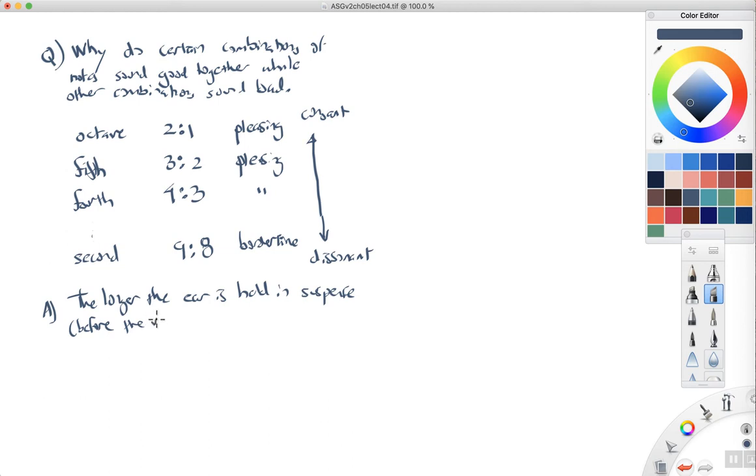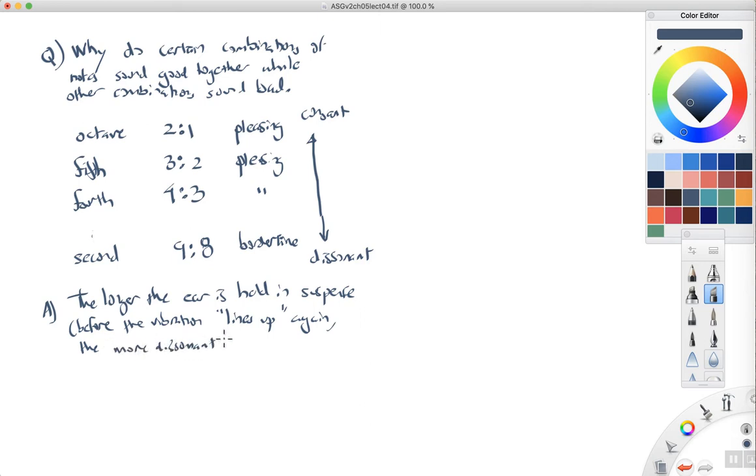Before the vibration lines up again, so to speak, the more dissonant the note.